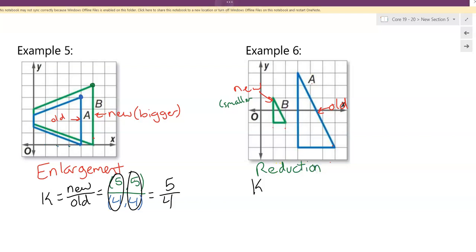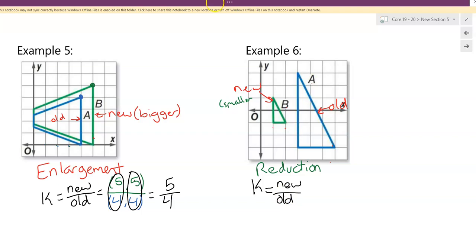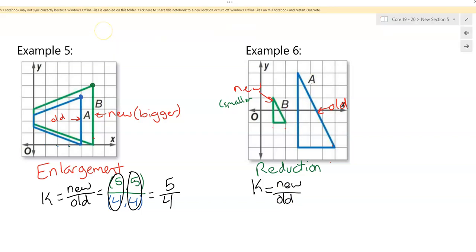All right, it got smaller. So K equals new over old. I'm going to choose a point in my new. I'll choose this point here. That's 1, 1. And then I'm going to choose a point in my old. Same point, which is 3, 3. I'm going to divide these, and I get 1/3. And that is it. Go ahead and work on your activity.